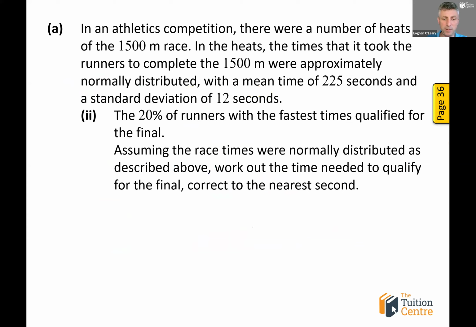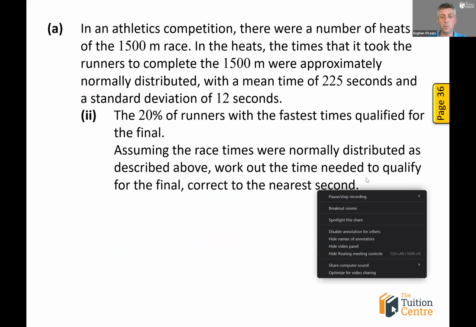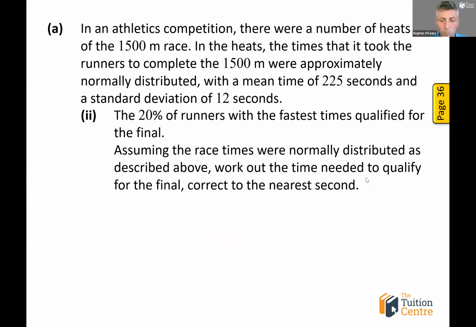Okay, let's keep going. 20% of the runners with the fastest times qualified for the finals. Assuming that the races were normally distributed as described above, work out the time needed to qualify for the final. Give your answer correct to the nearest second. Well, in this case, we're talking about, again, 20% of the fastest times. So again, we're talking about the bell curve.